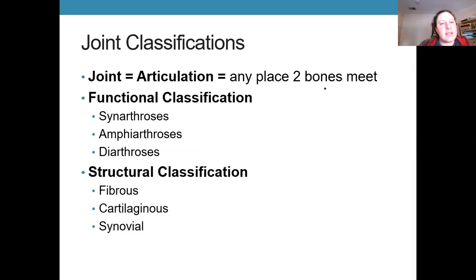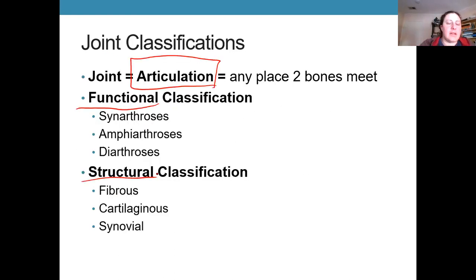As we talked about last time, the technical term for a joint is an articulation, and that is defined as any place that two bones meet. So regardless of whether or not there's any sort of mobility between those two bones, if two bones come together, it is a joint. So we have three functional classifications, and we also have three structural classifications. We're going to go through the three functional ones first, and then we're going to look at the structural ones.